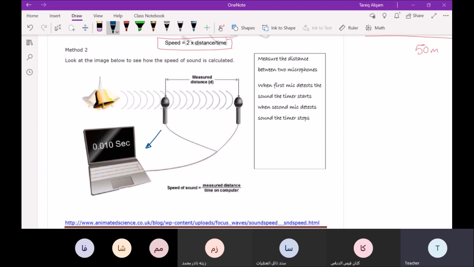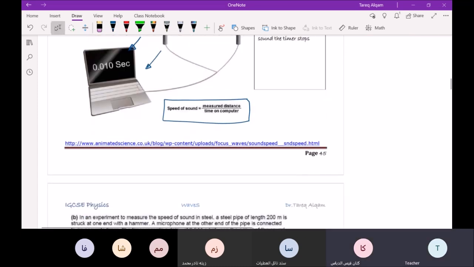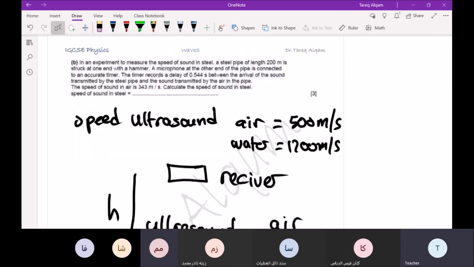When the first mic detects the sound, the timer starts. When the second microphone detects the sound, the timer stops. So we can find the speed of sound using the measured distance over the time on the timer. Is that clear, guys? Any question about that? No, sir, no.